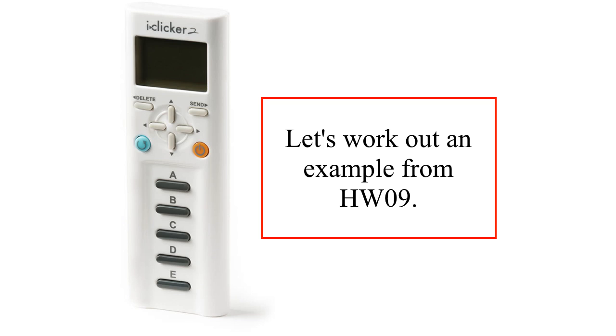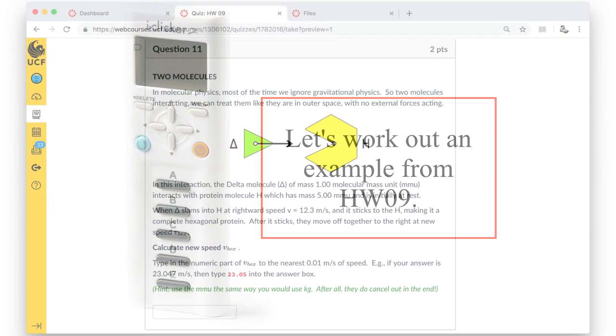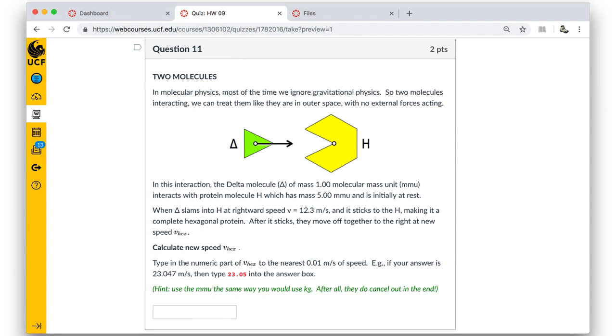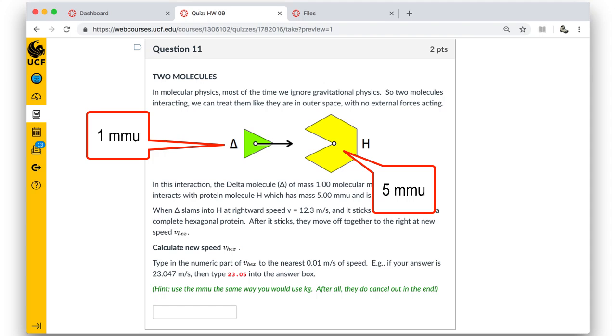So get your clicker ready. Let's do a clicker question together. We're actually going to work through an example of it from homework 9. And here it is. Just make a note that the green delta molecule, the triangular shaped one, has one molecular mass unit of mass. I didn't tell you what the size of the molecular mass unit was. I just said MMU. And the yellow H molecule that's going to absorb it has five molecular mass units.